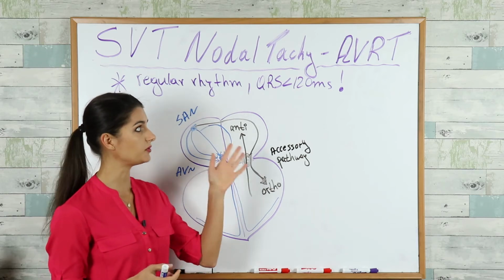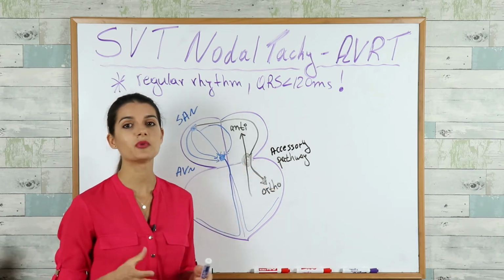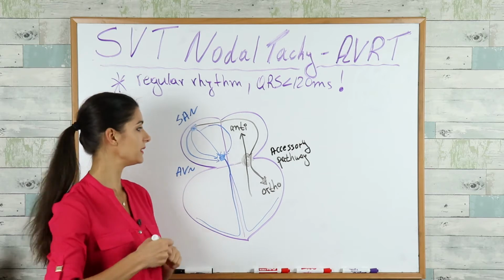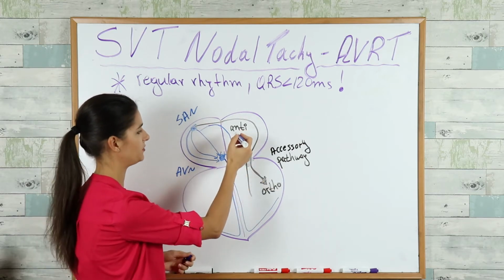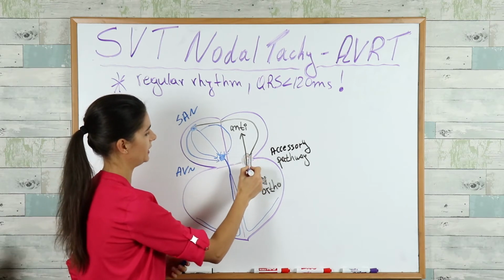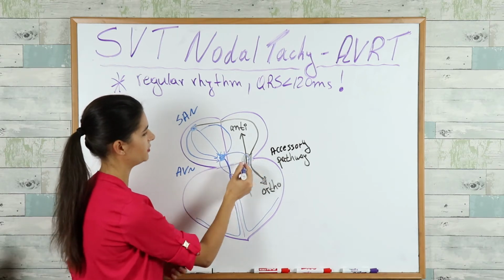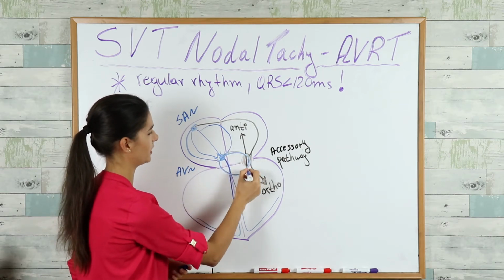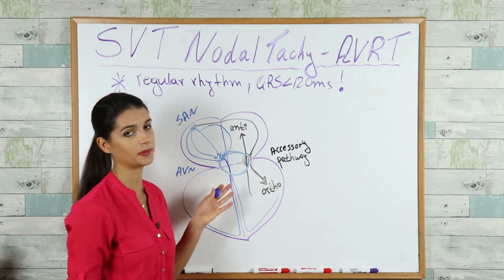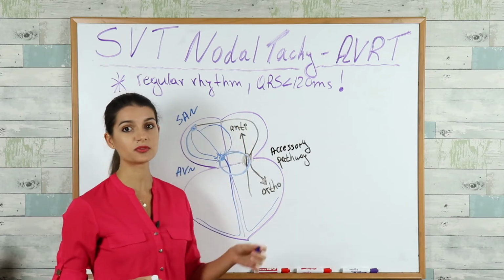That's why it's atrioventricular tachycardia. But why is it reentrant? Well, imagine that this signal traveling from here and then coming backwards to the atrium starts making this loop between the AV node and the accessory pathway. So imagine it's going around. It can happen, and that's why we call it reentrant tachycardia.